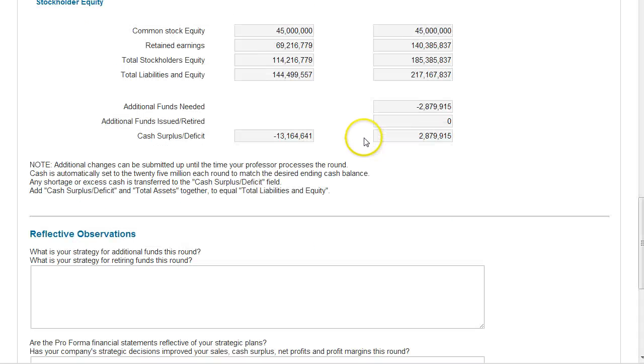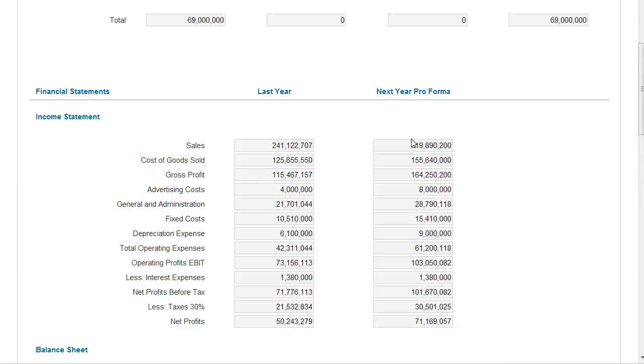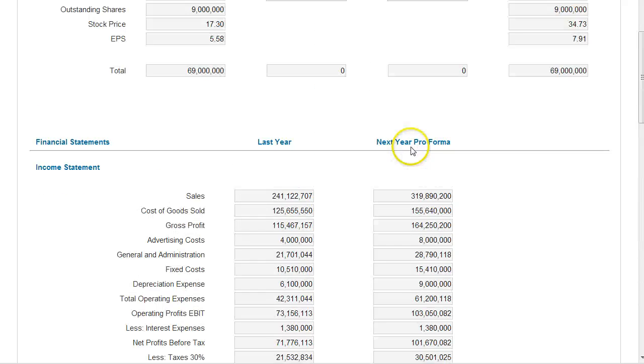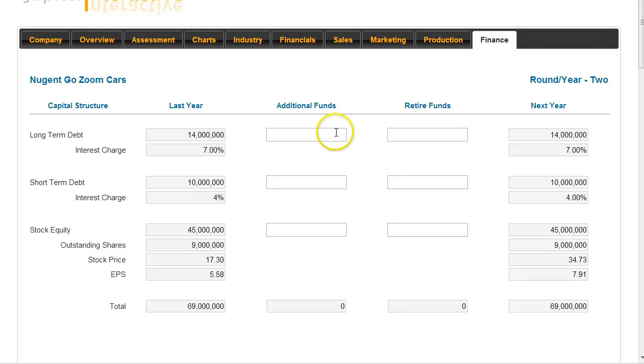And I'm going to go right to the bottom, and I see I have a $2 million surplus here, which is good. But that's not enough of a cushion for me. This is a pro forma, so it's based on sales based on my forecasts. So if my forecasts are not correct, my sales number will not be correct, and all these numbers down here will likely change. So since I want to have more of a cushion, I'm going to borrow some additional funds here.